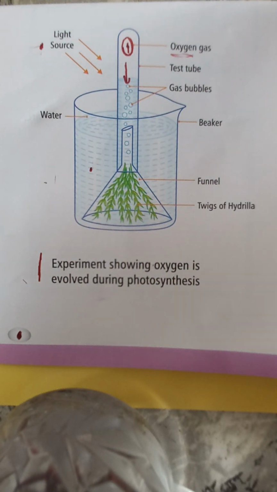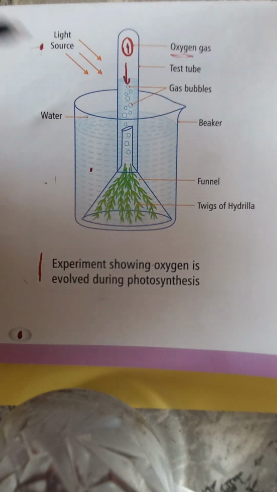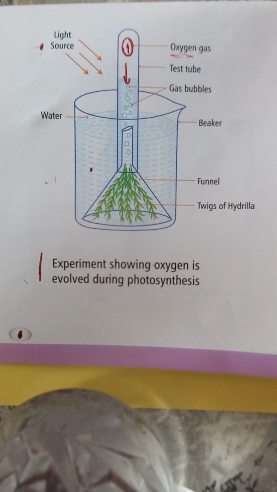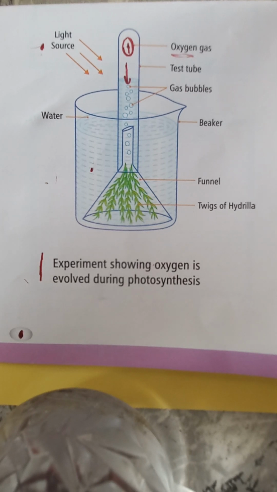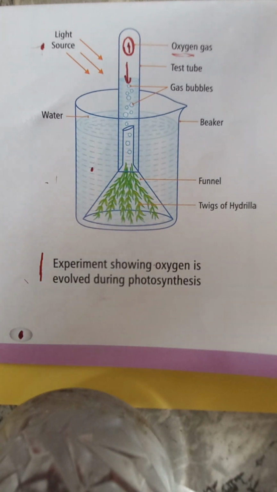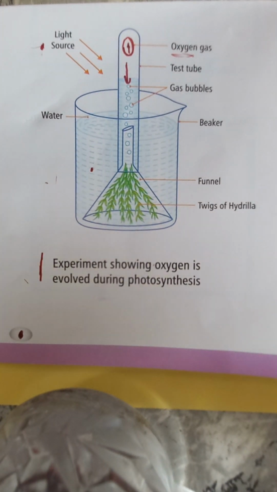And sometimes you may be asked how can you speed up the rate of production of bubbles. So in that case you can add a pinch of sodium bicarbonate in the beaker water. So you will see that the bubbles, obviously it is the oxygen, so the rate of photosynthesis increases, and you can speed up the experiment.